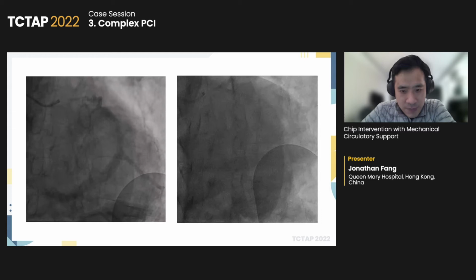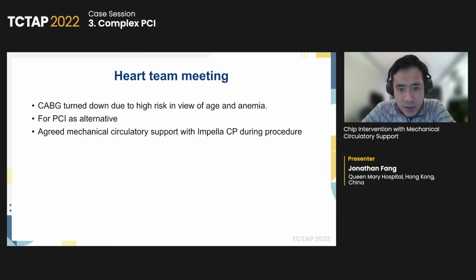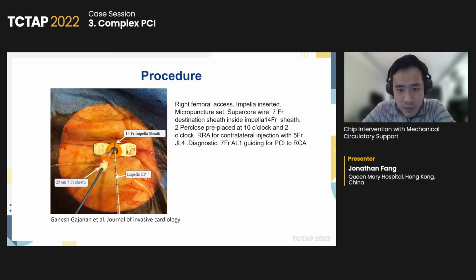This angiogram also shows left to right collaterals. I'll play it again. So we opted for a CHIP intervention, and because the EF was only 30%, we applied for funding for an impeller-supported procedure. So we used an Impella CP for this patient. The setup was a 14 French access from right femoral access, and also a destination sheath inside the Impella sheath and pre-closed with two ProGlide.